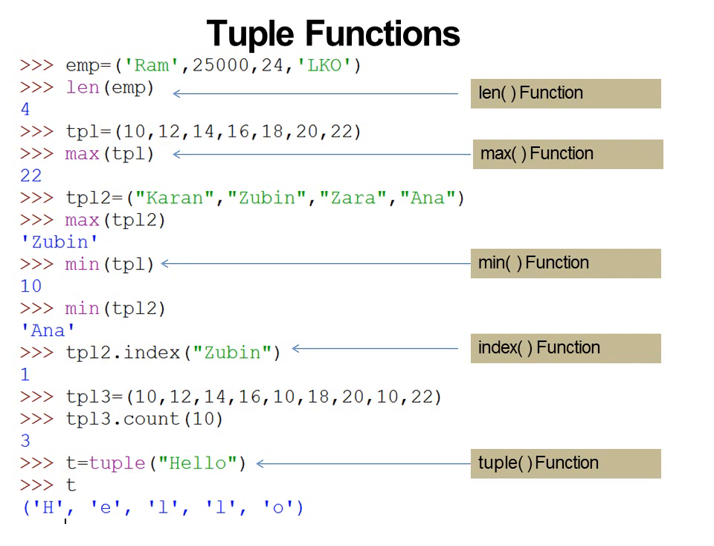Next I have the max function, which tells the maximum value within the tuple. So here TPL is equal to, we can see that the maximum value within the tuple is 22, so 22 will get displayed. One more example for the maximum value, TPL2 is equal to Kiran, Zubin, Zara and Anna. I've asked for the maximum value, so the maximum value is Zubin.